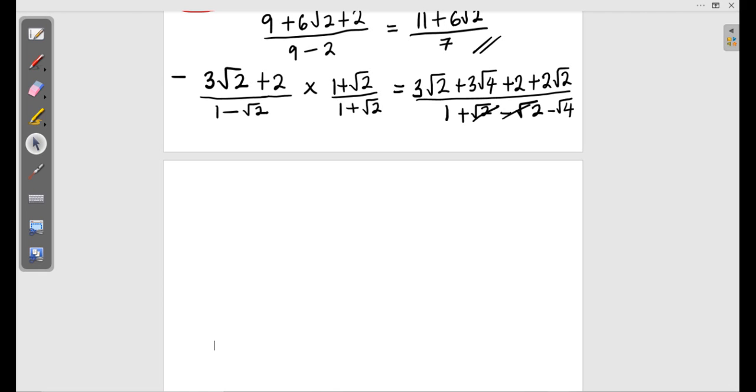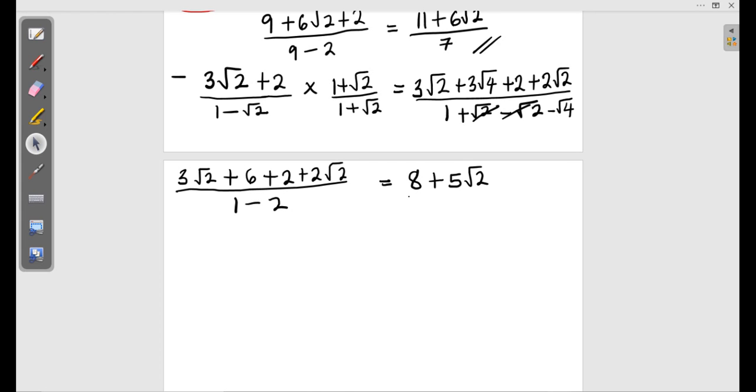Root 2 will cancel out minus root 2, and we will now have 3 root 2 plus 3 root 4, which is going to give us 6. Why? Because root 4 is 2. 3 times 2 will now be 6 plus 2 root 2, divided by 1 minus 2, which becomes 6 plus 2 is 8. 3 root 2 plus 2 root 2 is 5 root 2, divided by negative 1, which is the same thing as minus 8 minus 5 root 2.